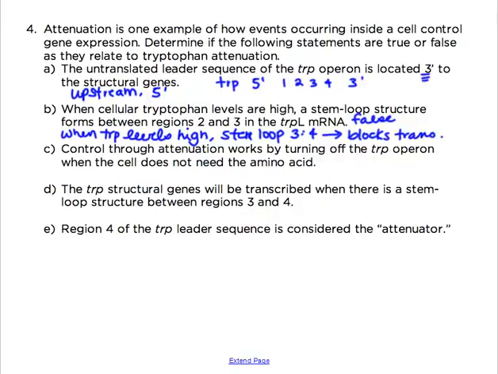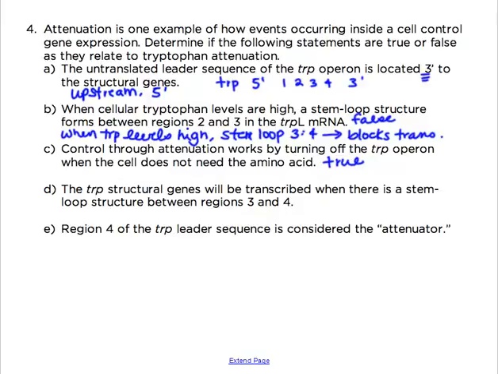Okay. C. Control through attenuation works by turning off the TRP operon when the cell does not need the amino acid. So that's completely true. When you have enough tryptophan, the attenuation senses that, and it forms the 3,4 stem loop, which blocks transcription. So you don't need to make anything further, and you don't need to waste energy.